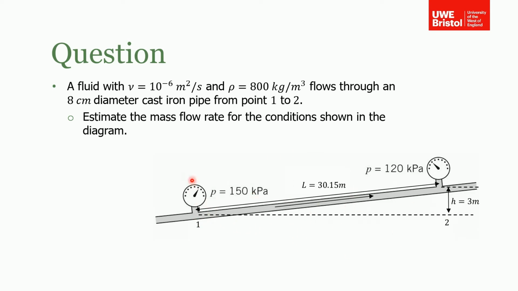We've got some additional information on the diagram. We've got the length between these two pressure tappings, and we know what the gauge pressures are of these pressure tappings, and also the change in elevation between the two. And we're told to estimate the mass flow rate for the conditions shown in this diagram.